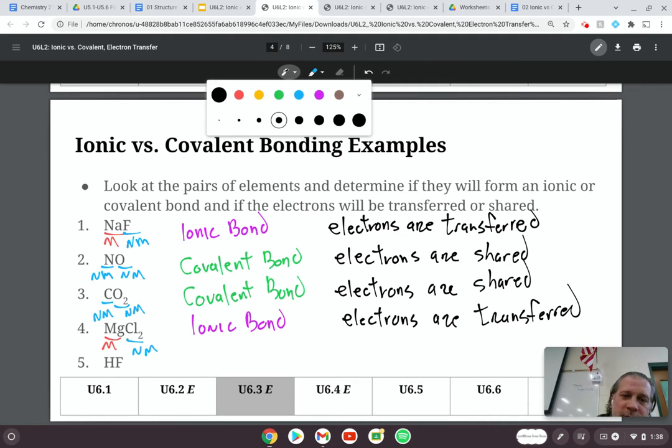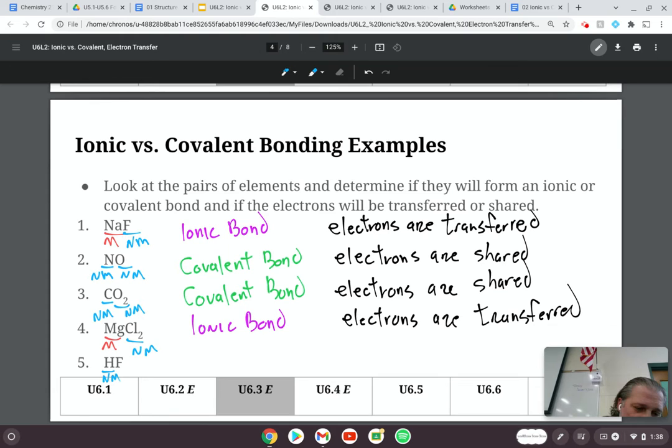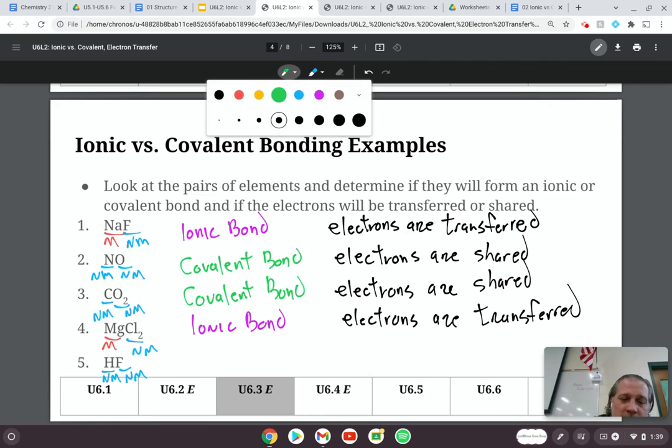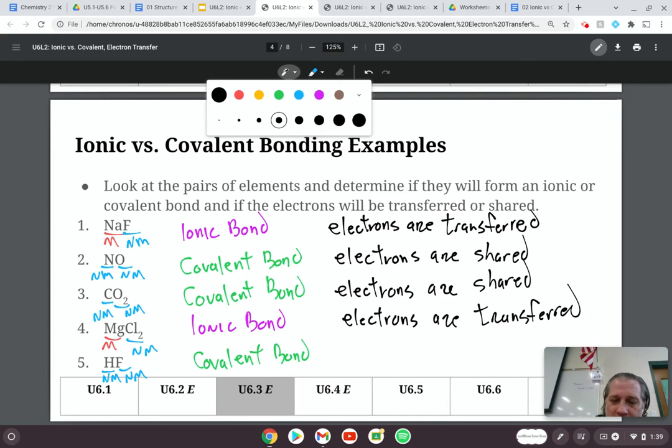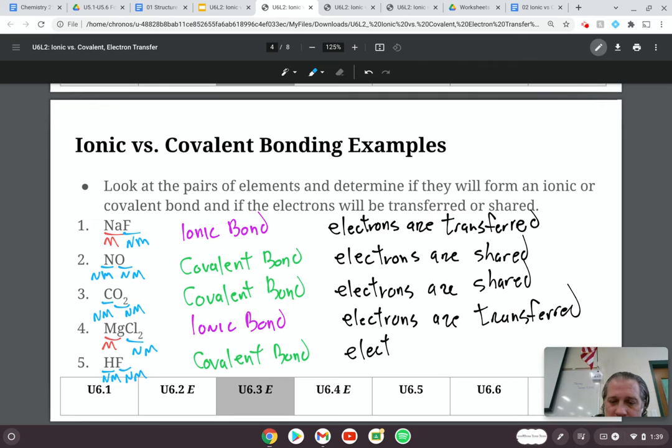Now, the last one is a little bit tricky, in large part because hydrogen is on the left side of the periodic table, but it technically is a nonmetal. Fluorine is in column 17 on the right-hand side, and that's a nonmetal. So that makes this also a covalent bond. And then that would mean that the electrons are shared.